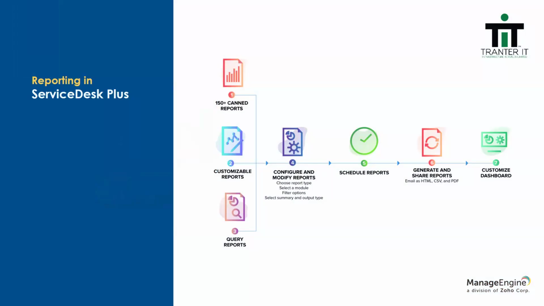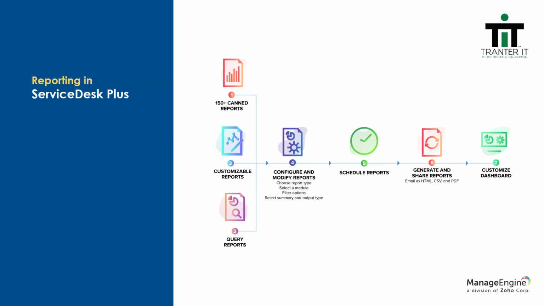We also have a query report in case the templates that we have there are not giving you the exact information you need. Then we can work together to look at your request, generate a query or a script for you to run on our reports. Then you get the information you are actually looking for. Then there is configuring and modifying of reports. So we can choose the report type, the module whereby we want to run the report from, filter the report, and select the summary and the output type.